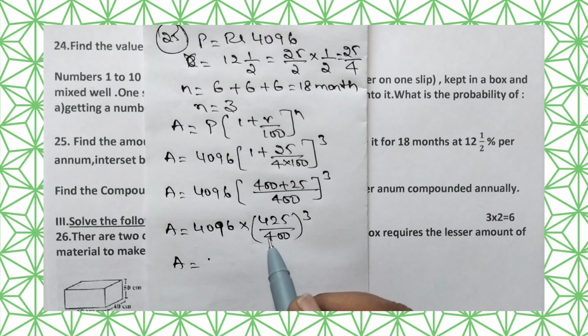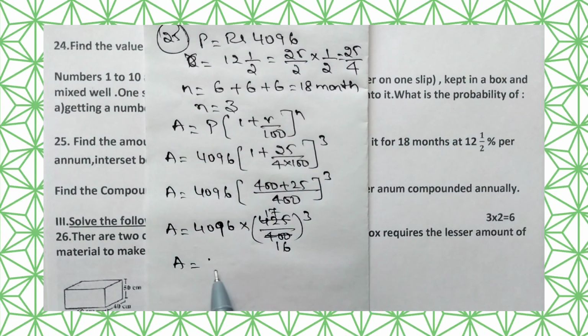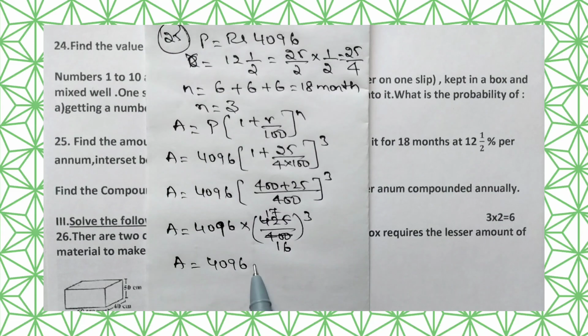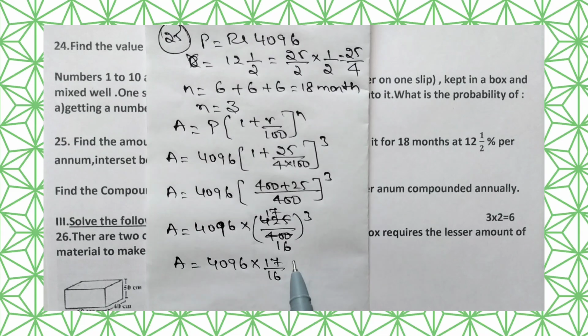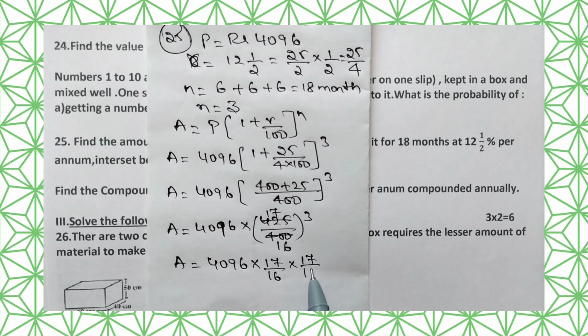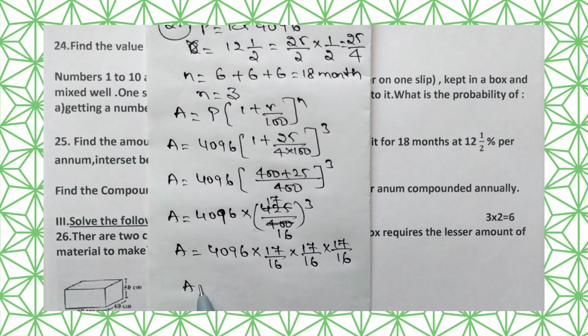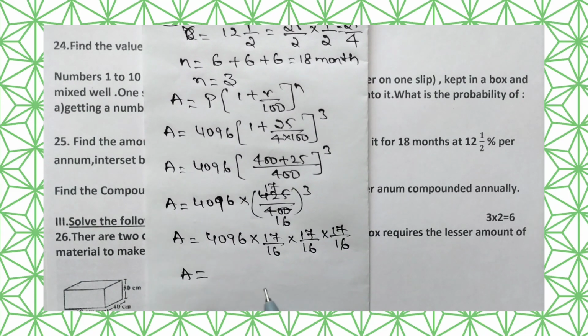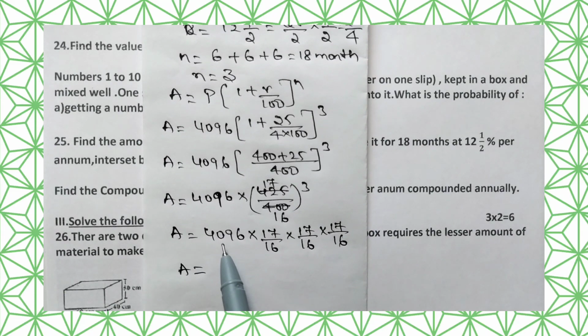So let us divide 25 by 25, 16s, 25 17s. So 4096 into 17 by 16, how many times? 3 times. 17 by 16 into 17 by 16 into 17 by 16. So total amount is equal to, if you simplify this, we will get 4096 into 17 into 17 into 17 divided by 16 into 16 into 16.